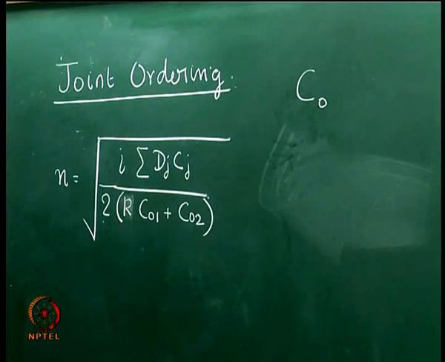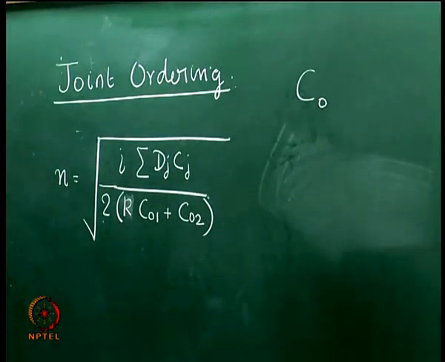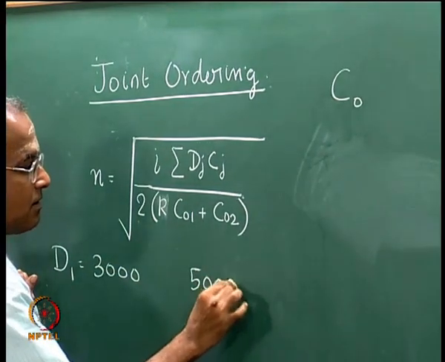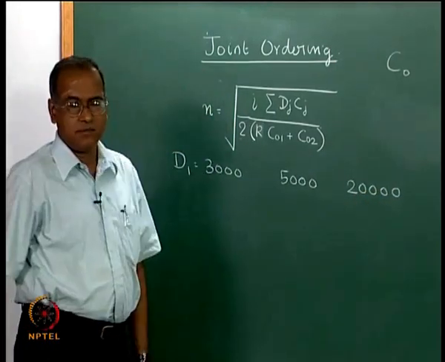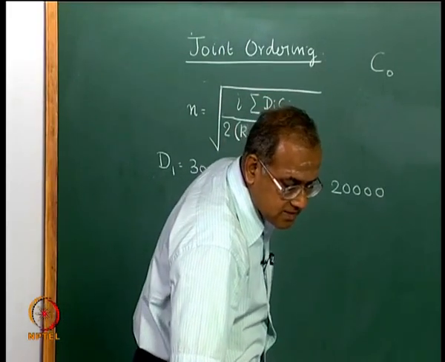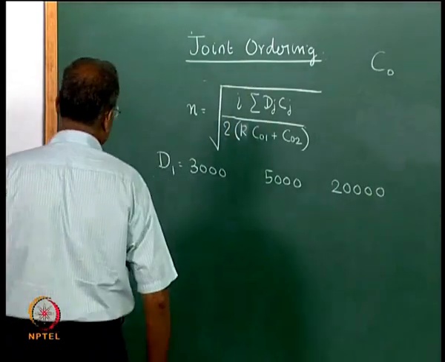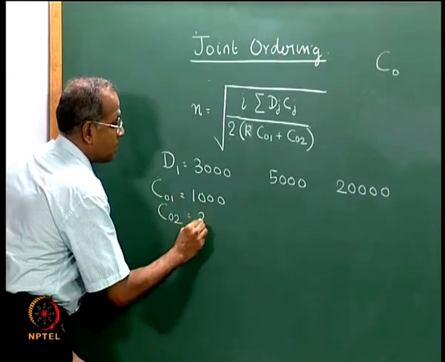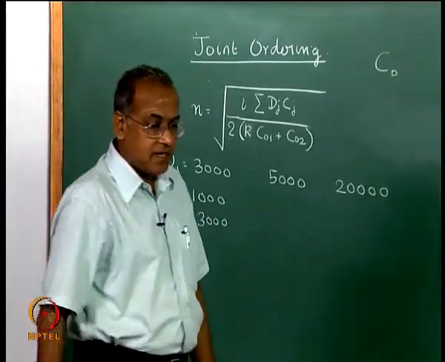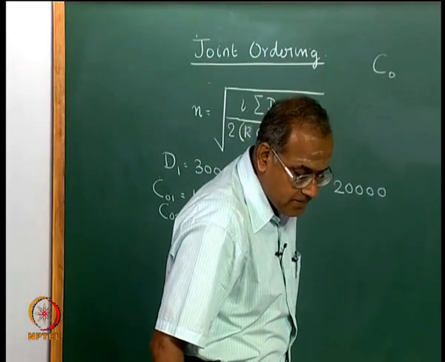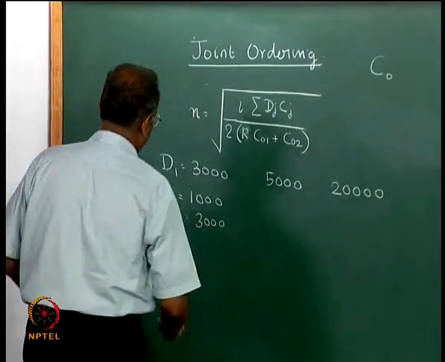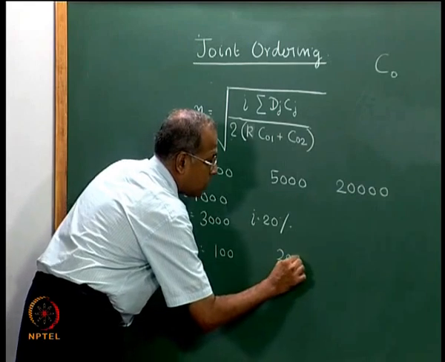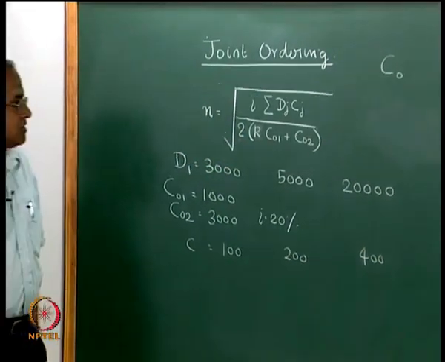Let us look at a situation where there are 3 items and the demands are 3000, 5000 and 20,000. We have the truck cost as 3000 and admin cost as 1000. So, C01, which is the admin cost, is 1000 and C02, which is the truck cost, is 3000. And then we take I as 20%, and the unit prices C as 100, 200, 400 respectively.